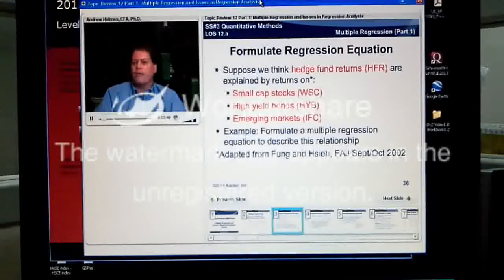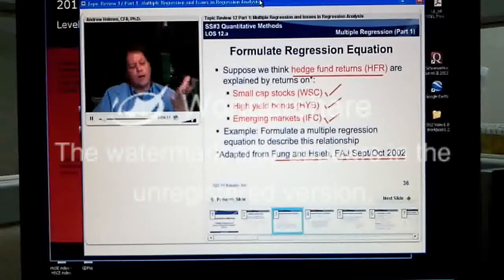And what we've done here is we've gone to an old issue of the Financial Analyst Journal from back in 2002, and there was a reading there, and here are the authors that attempted to explain hedge fund returns, and they did that with 3 indices. They did it with a small cap stock index, a high yield bond index, and an emerging market index.